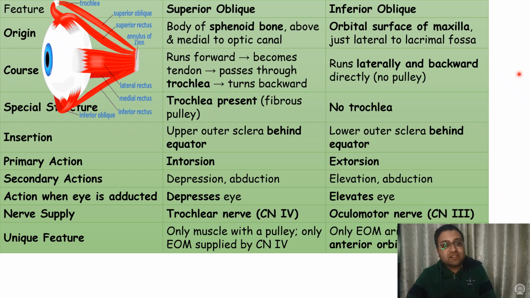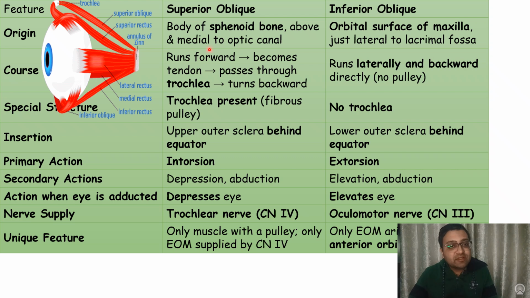So let us not forget this diagram. This diagram is very important because if you remember this diagram, then it will be very easy for all of us to remember the muscles, their insertion, and as well as their action. If we remember their insertion, at what angle they are inserted, then we don't have to mug up the secondary and the tertiary actions of these muscles. So let us learn with me.